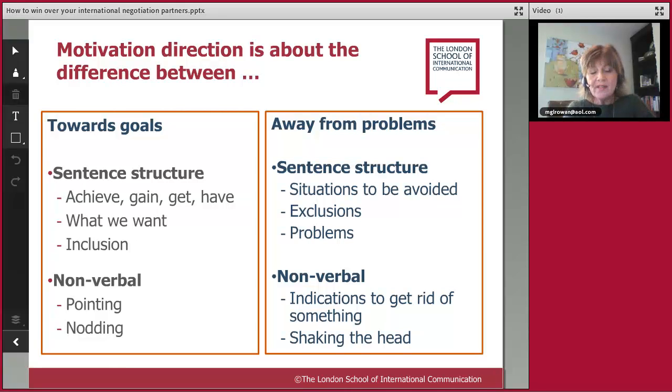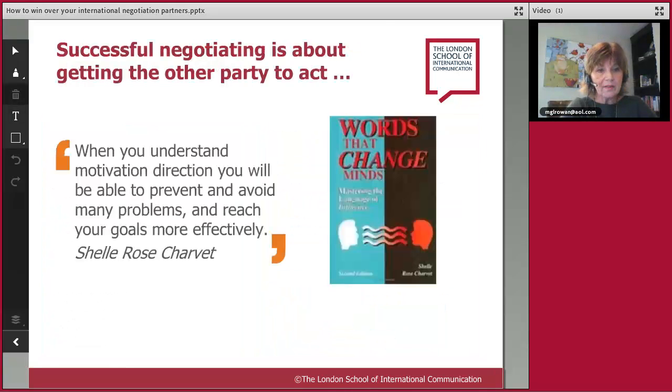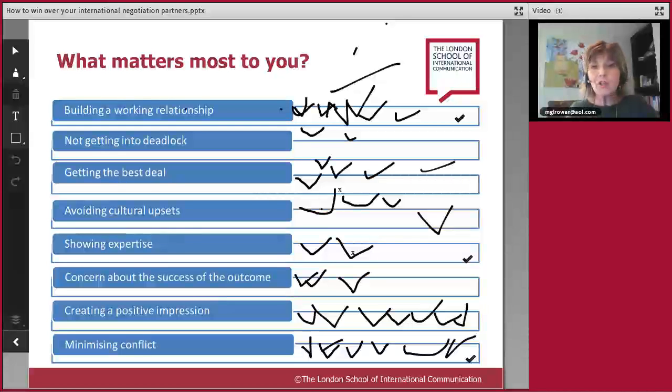Now, the reason this really matters is because we often think that in negotiating, we have a goal, we have a purpose, we have something we want to achieve. But very often, to influence the other party, you need to know what they want to avoid. And for that reason, I'm now going to hop back to the slide that I asked you. What was important to you, or what mattered to you about international negotiating?